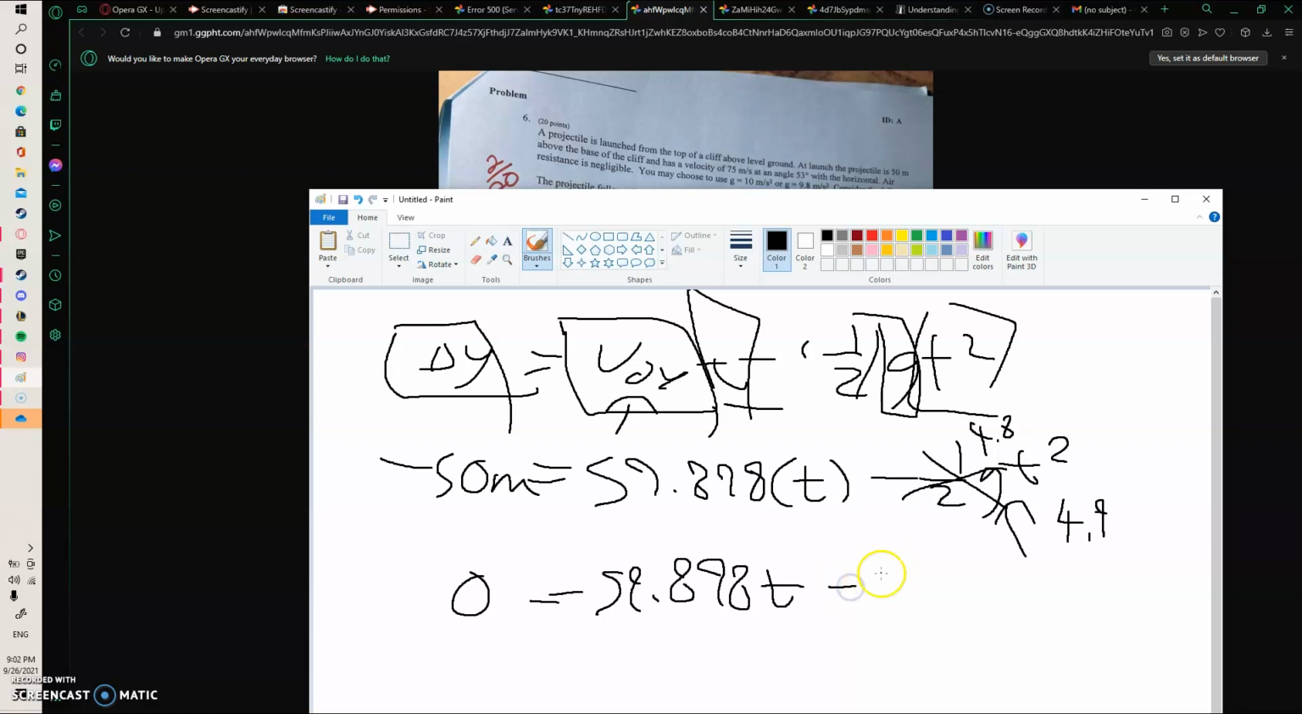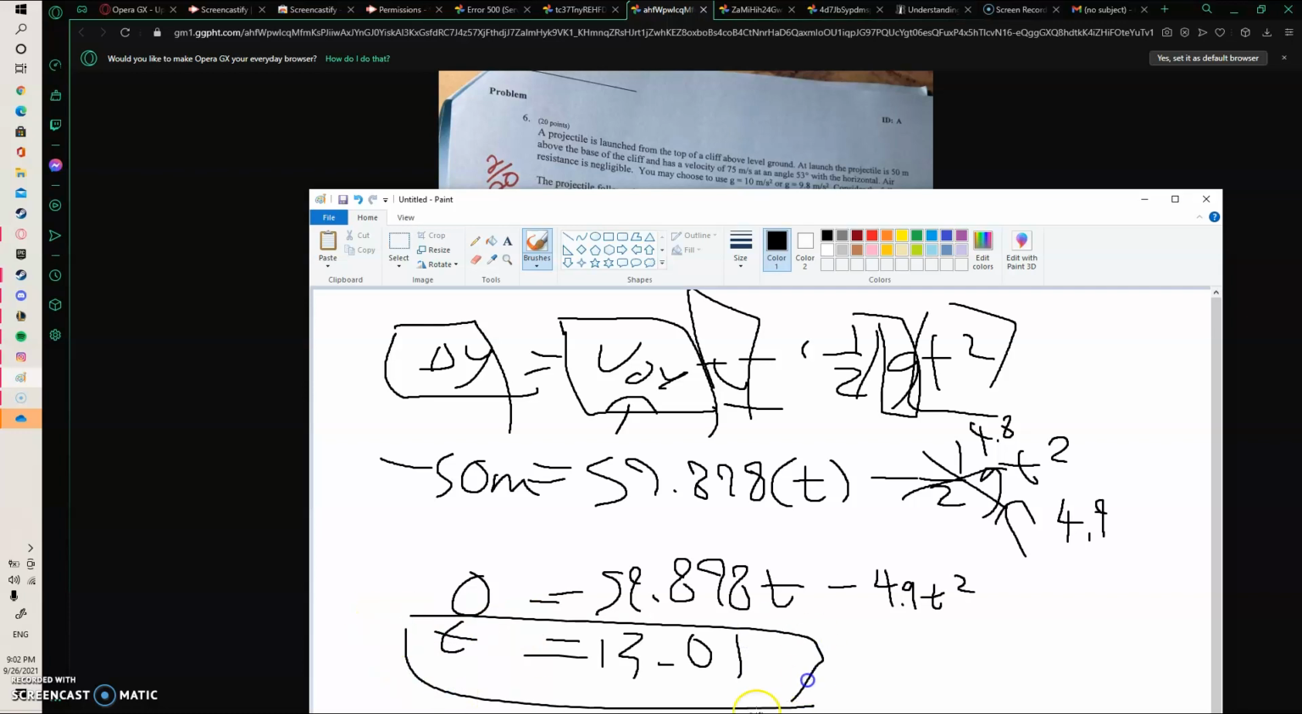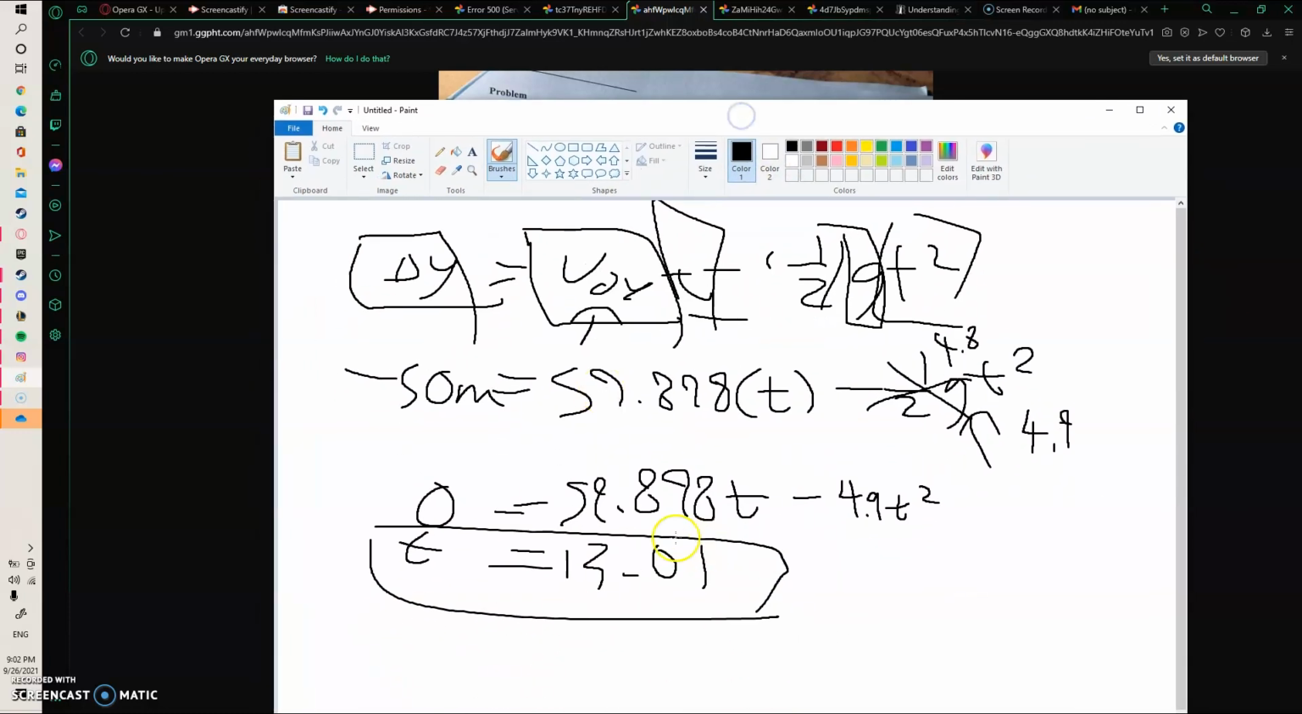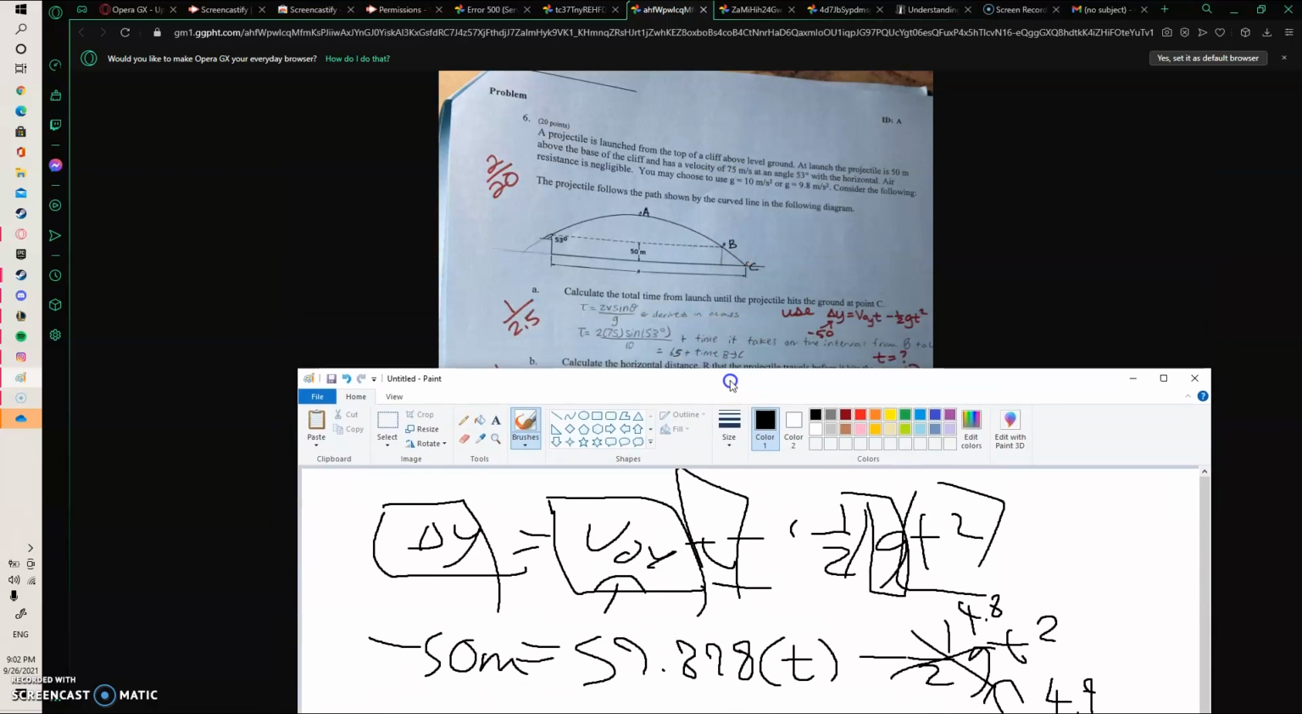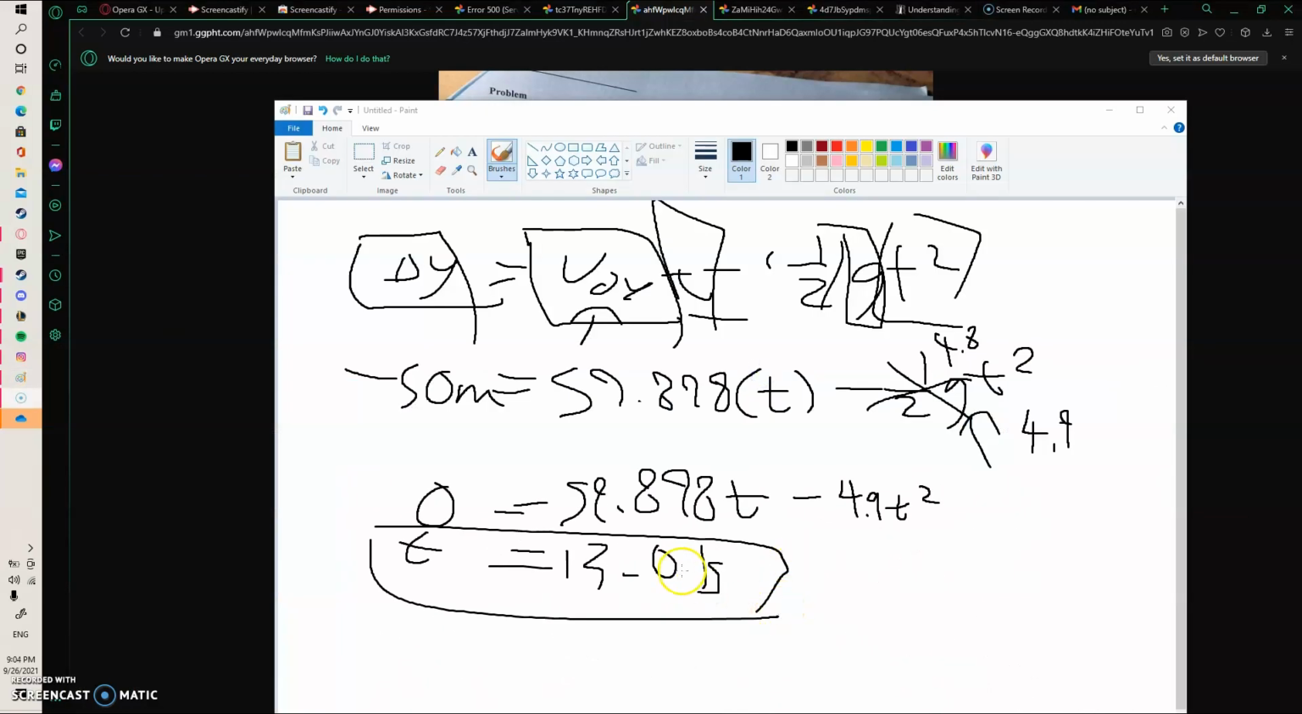8t minus 4.9t squared. And using this, you can just solve for t. I'll just write down the answer right away because using the calculator would take a bit, but it should be equal to 13.01 seconds, which is not what I got.